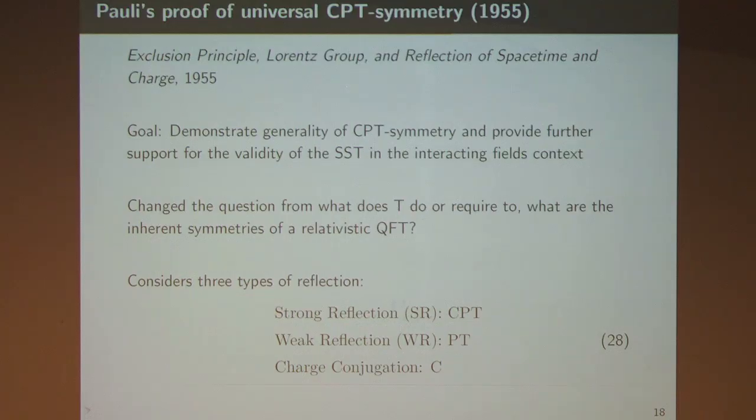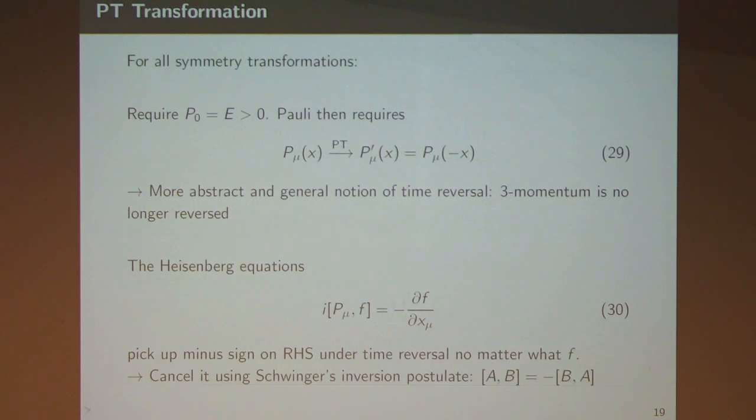And he was the one who said, okay, let's forget about all these things, let's think about general reflections. Let's think about strong reflection with an S for Schwinger, and weak reflection with a W for Wigner. I didn't make that up, that's Pauli. And charge conjugation. So let's consider these three and see what makes the most sense to think about.